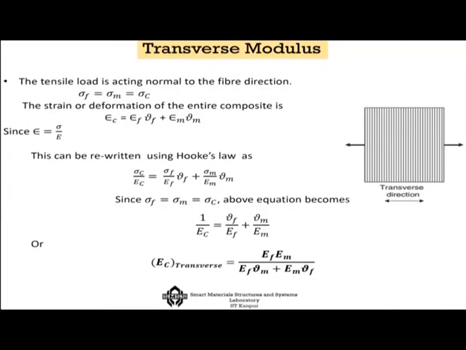In this particular case, the tensile load is acting normal to the fiber direction. Since the same load is passing, the stress is the same now: sigma f equals sigma m equals sigma c. So you can write that sigma c over EC is sigma f over EF VF plus sigma m over EM VM, and since sigma f equals sigma m equals sigma c, I can cancel all of them. So what I get is 1 over EC equals VF over EF plus VM over EM. In other words, EC here is EF EM over EF VM plus EM VF. That is the composite modulus in the transverse direction.